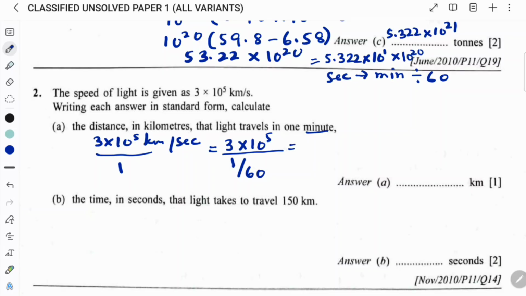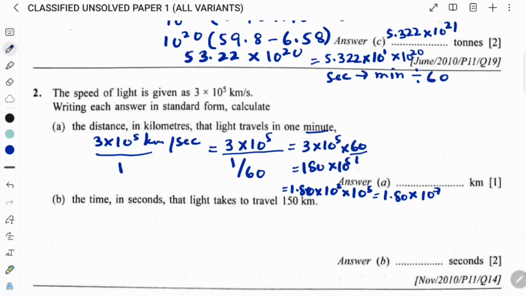And whenever I'll have to write 3 multiplied by 10 to the power 5 and then multiply by 60 over 1 because it was dividing. Okay, so that is 3 times 6 is 18, 180 times 10 to the power of 5. And we can write down 1.80 into 10 square and 10 to the power 5. Together it is 1.80 into 10 to the power 7.